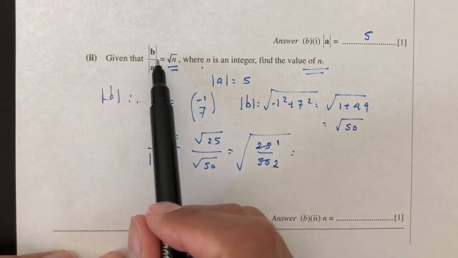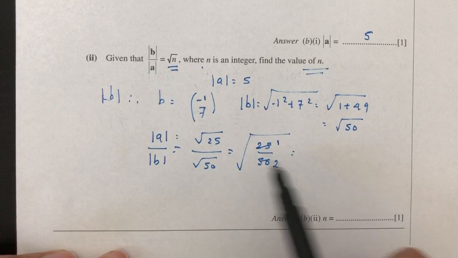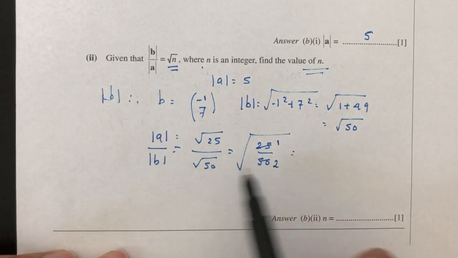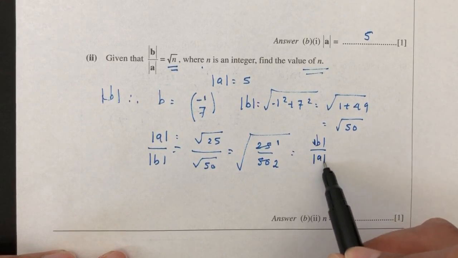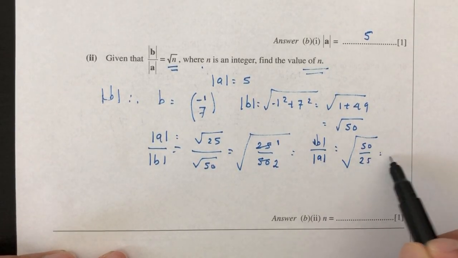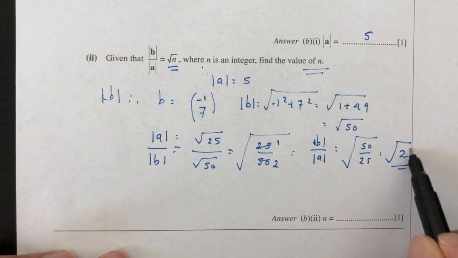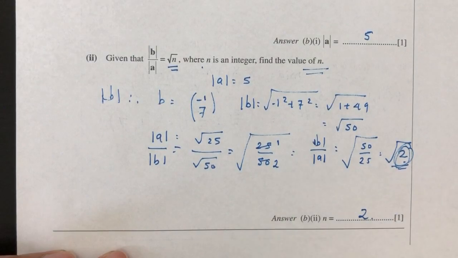Okay, I guess I made a mistake here. It was B over A, not A over B. So in that case, we have to flip it. So B over A will be 50 over 25, which is square root of 2. So the value of n is the one inside. It will be 2.